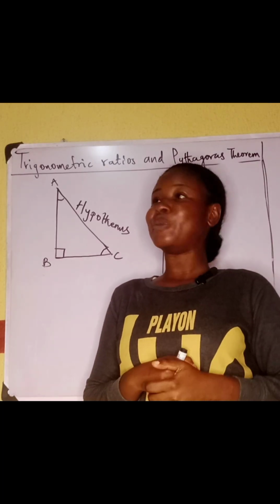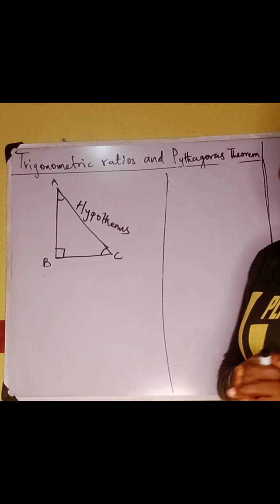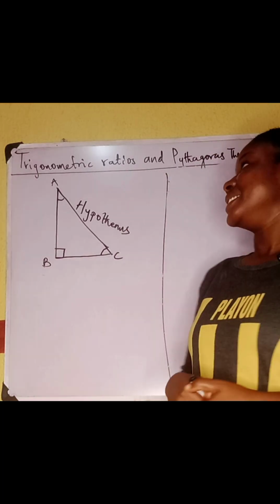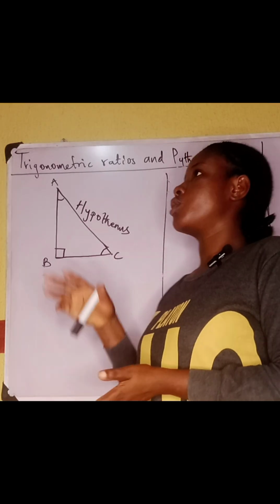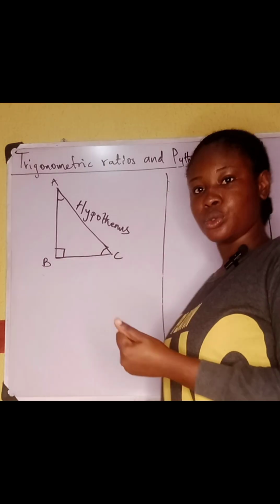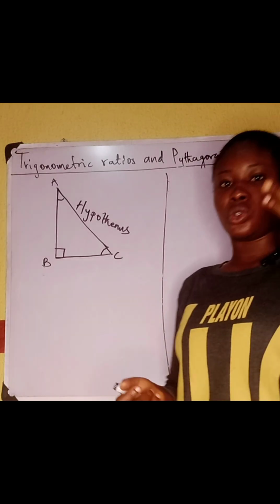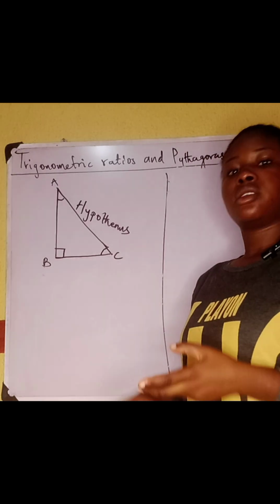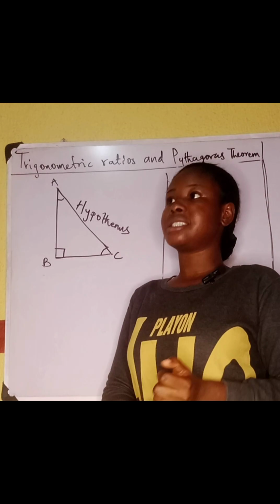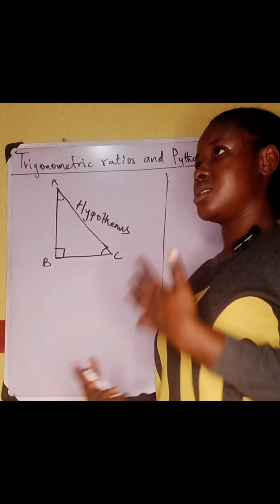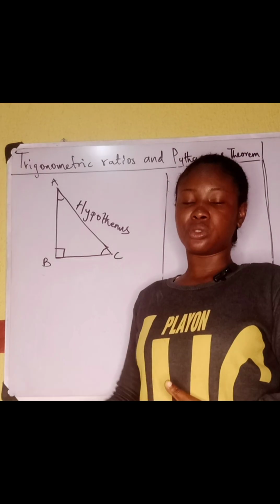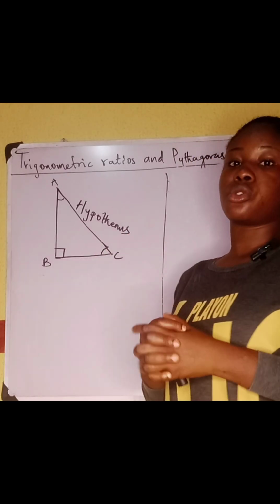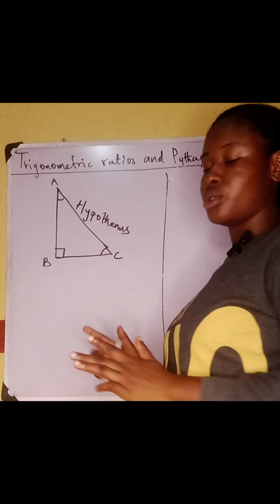Hello everyone, welcome back. We're still looking at trigonometric ratios, and last time we explained Pythagoras theorem, but now we want to focus on the trigonometric ratios. There are actually three major trigonometric ratios: the sine, the cosine, and the tangent. What these actually mean is that they are ratios. When we say ratios, we're talking about fractions. These ratios help us to solve problems under right angle triangle.